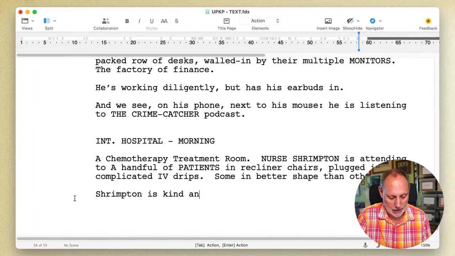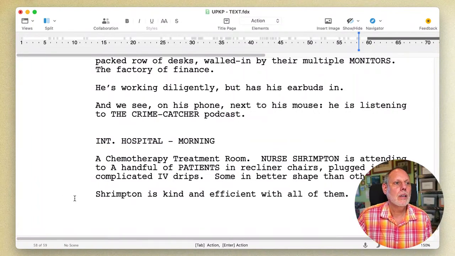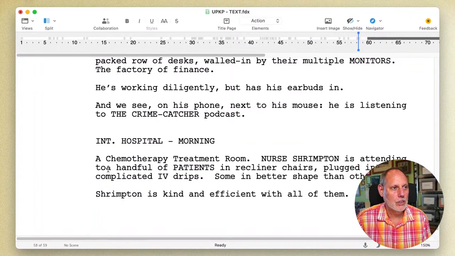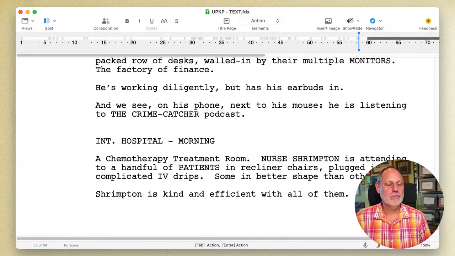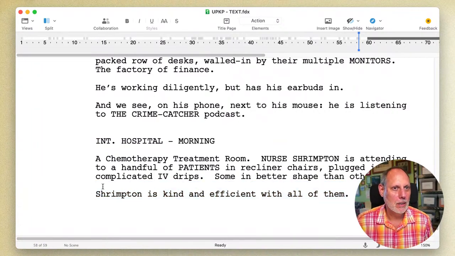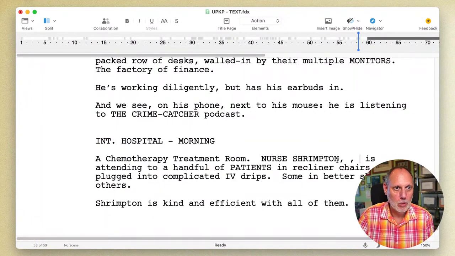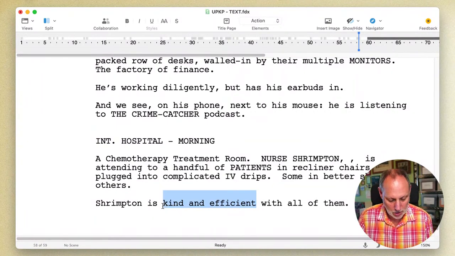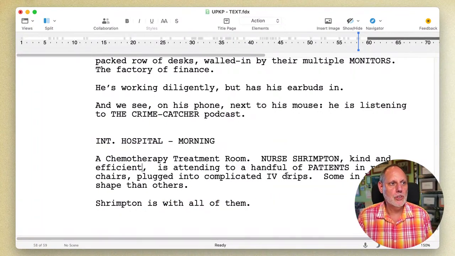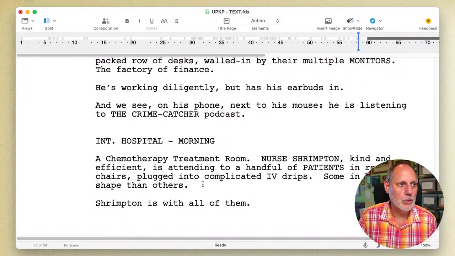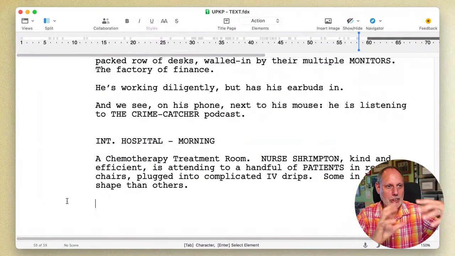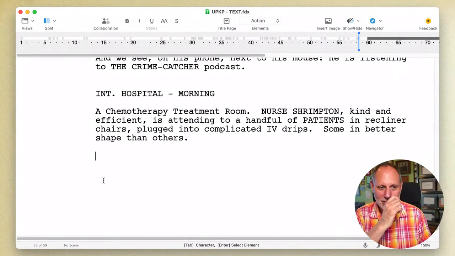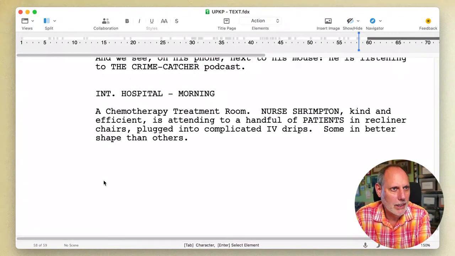Shrimpton is kind and efficient with all of them. Let's just make that lowercase so that Maria feels comfortable. How's that? Okay, so this sentence is... Kind and efficient is just a description of Nurse Shrimpton. Kind is attending to a handful of... So now look at that. We have compressed all that information into, oh look, now you can see what I'm doing. Sorry, I forget my head is in the way sometimes. My big old head.